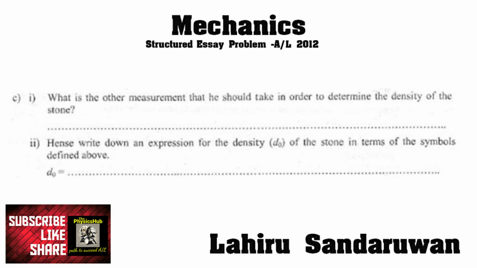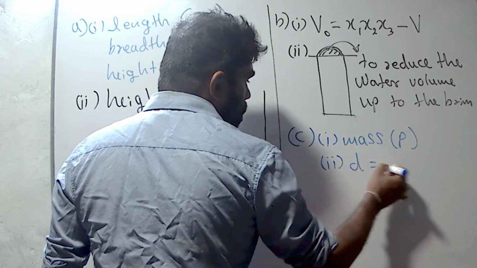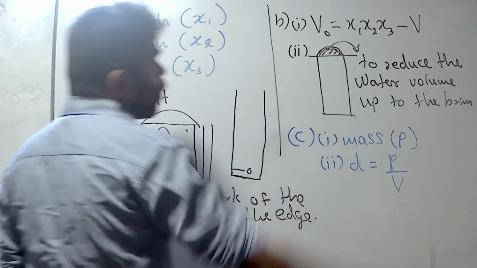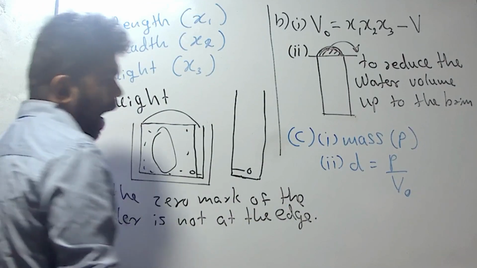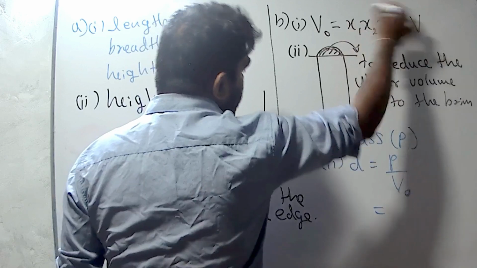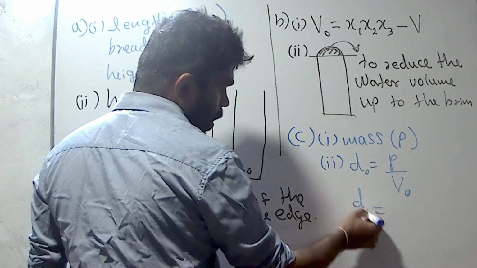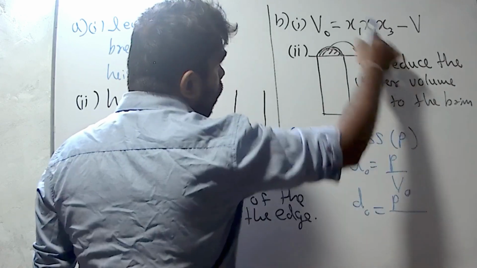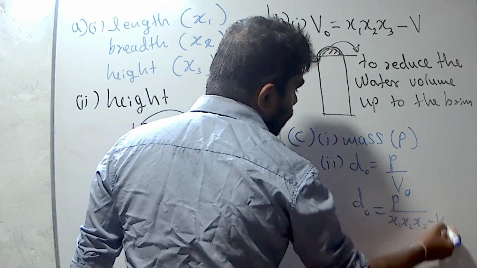In part 2, write down an expression for the density D naught of the stone in terms of symbols defined above. We can write density equals mass divided by volume of stone V naught. We can substitute the V naught value as this one. The density is given as D naught equals P divided by, we can substitute the volume, x1, x2, x3 minus P.